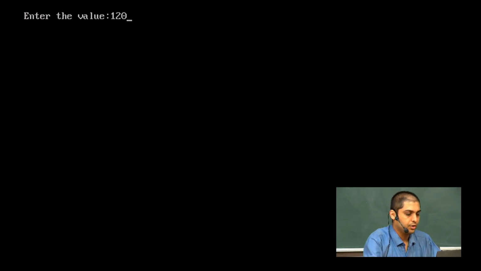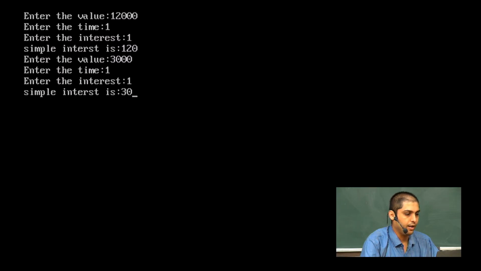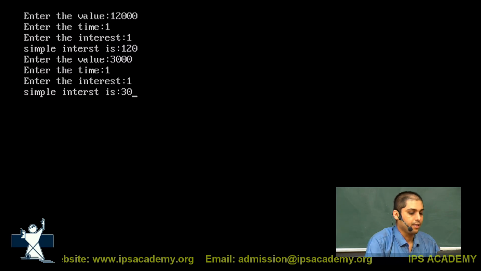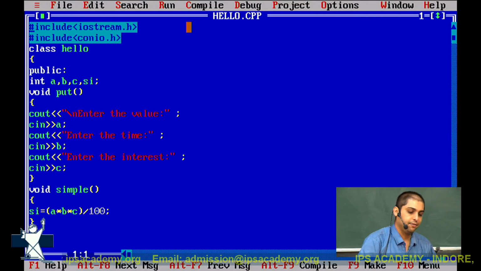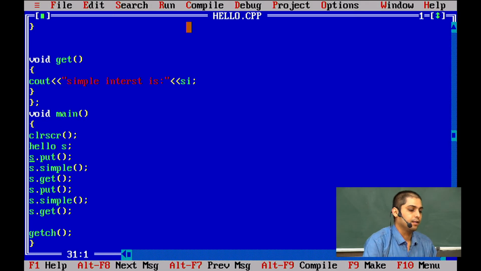Value 12,000, 1 and 1. We are getting simple interest. Again we are putting 3,000, 1 and 1. We are getting the simple interest. Now we are getting all the answers. It happens because we are calling the get function also. So we can call n number of times all the functions that we want to put on our display.